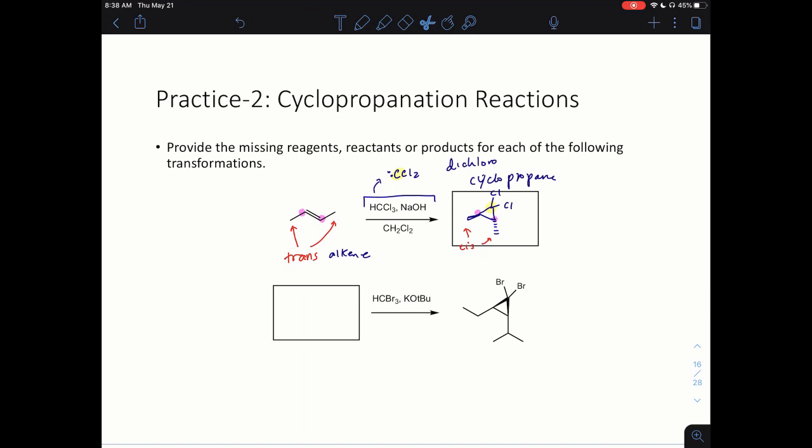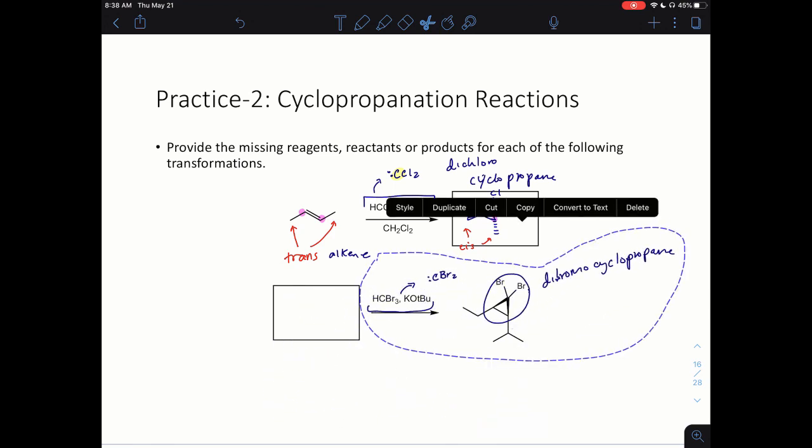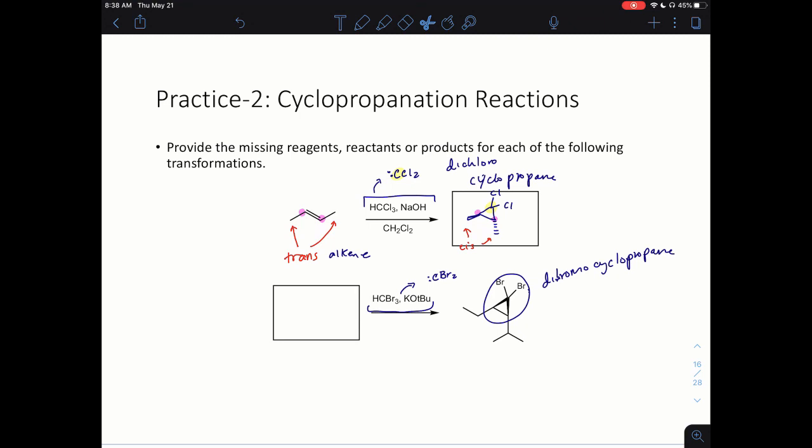For our last example, we're going to generate dibromocarbene and make that dibromocyclopropane. And there's going to be some stereochemistry here. You can see that the alkyl groups are cis to one another. And so that means that this came from a cis alkene. So we need that cis alkene because these are stereospecific reactions.